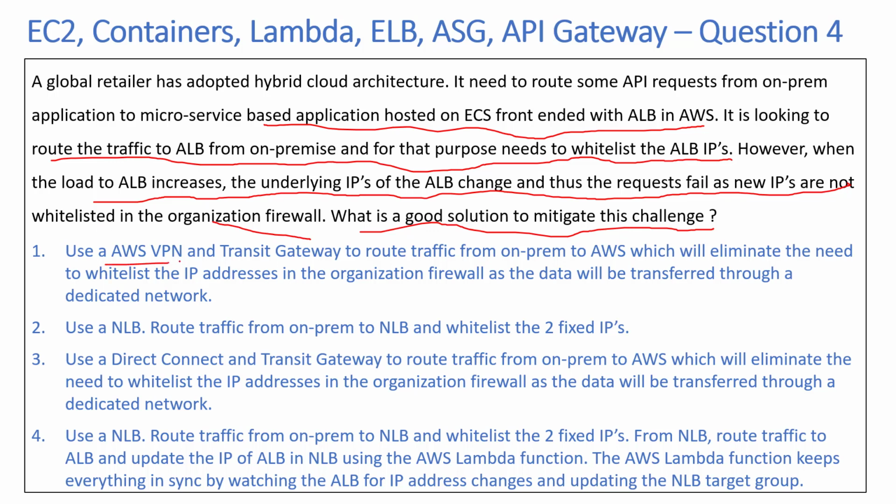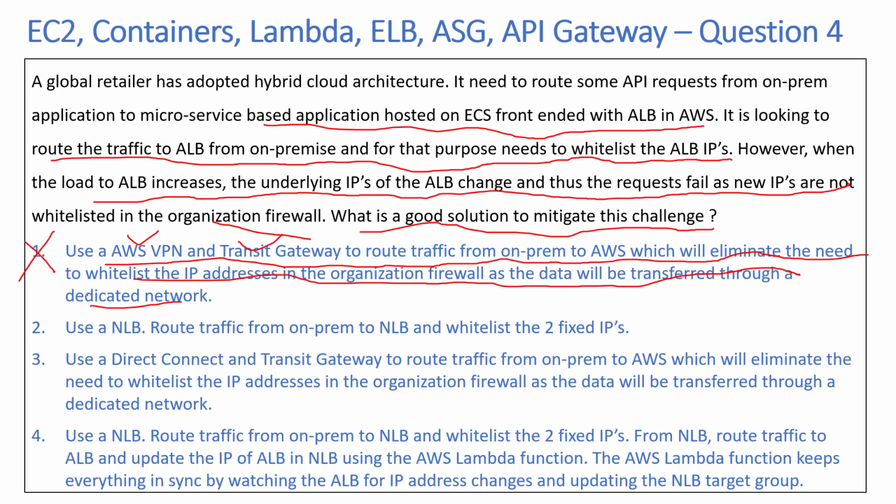You can use an AWS VPN and transit gateway to route traffic from on-premise to AWS, which will eliminate the need to whitelist the IP address in the organization firewall, as the data will be transferred through the dedicated network. Yeah, that's correct, you can use AWS VPN and transit gateway, which would establish the connectivity between your on-premise data center and AWS VPC, but this does not mitigate the challenge of whitelisting the IPs to which that on-premise traffic needs to be routed. So this doesn't seem to be the right answer.